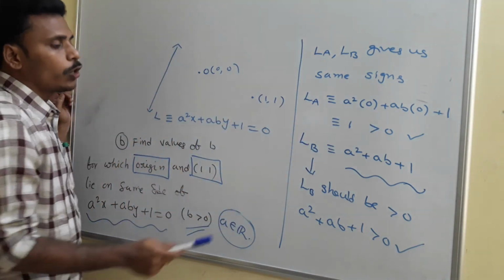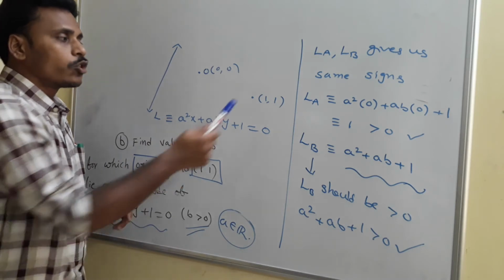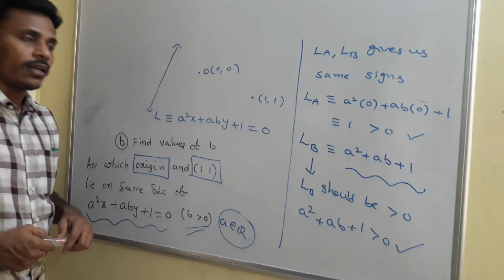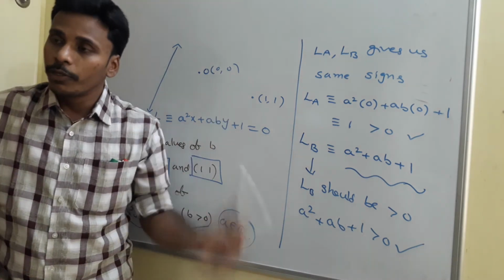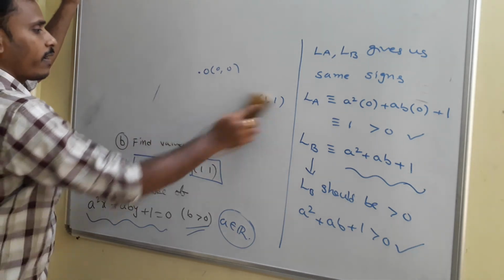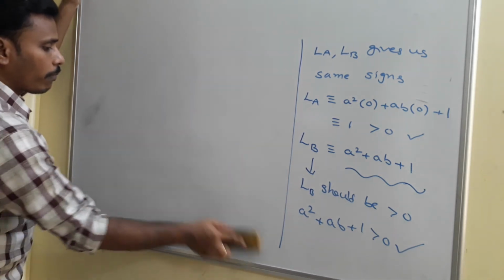So for sure you need to get a positive number if you substitute 1, 1 in the line. So if you substitute 1, 1 in the line, this is a square plus ab plus 1. Since LA is positive, LB should be positive. So LB means a square plus ab plus 1 is greater than 0. And now we need to identify the values of b from there.